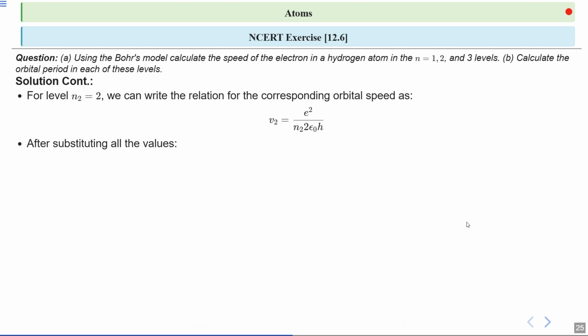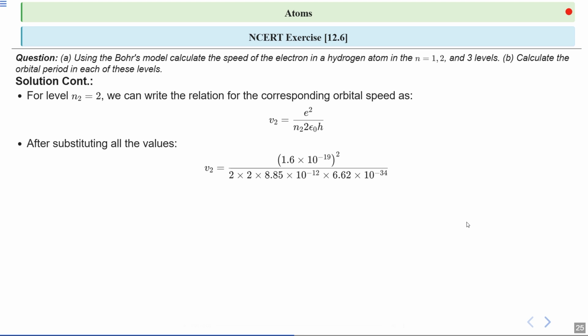Now let's substitute the actual values for each constant into our formula. After plugging in the numbers and calculating, we find that the speed of electron in the n equal to 2 level is about 1.09 times 10 to the power 6 meters per second.